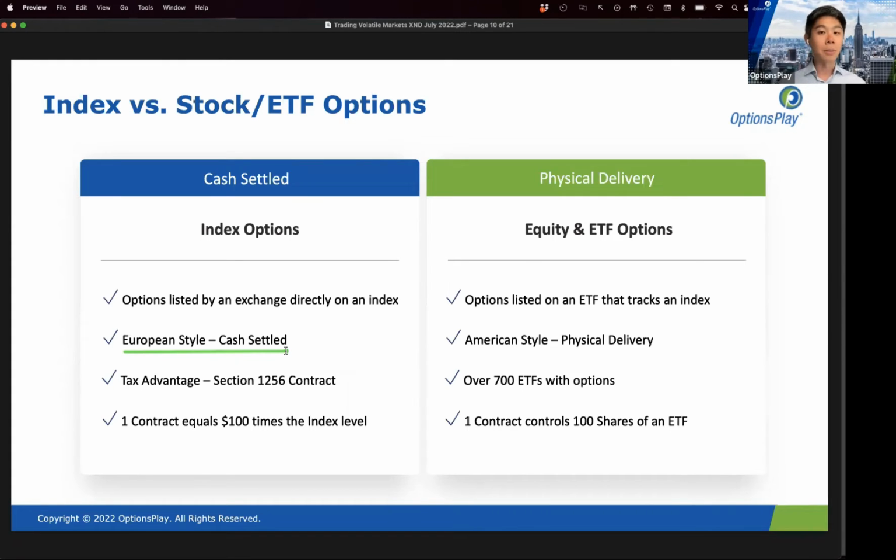So index options give you the exact same exposure as a stock or ETF option, but because it's cash settled and because it's European style, you have no assignment risk and you have no exercise risk. So whatever your P&L is, even if you held it through expiration, doesn't matter whether you're in the money or out of the money, it is all going to be cash settled at expiration. You will never have to either take delivery or be put the specific stock or ETF at expiration.